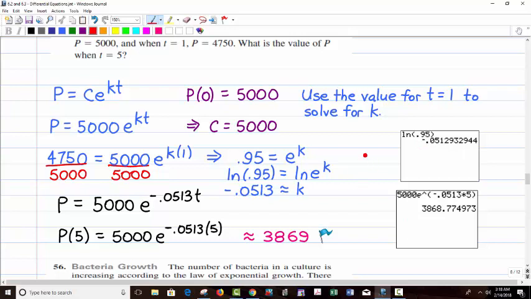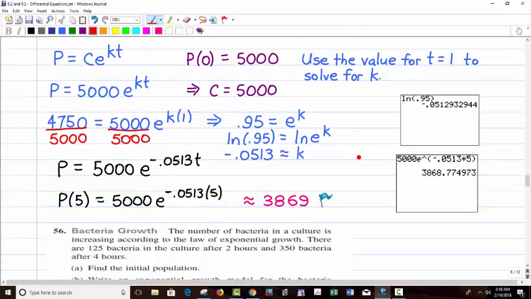It doesn't really matter that much. I guess on a written exam, I would tell you the number of decimal places to use. If it was a multiple choice exam, it probably wouldn't make that much of a difference, but use about 4 decimal places, I think, would be good enough, just to make sure it's okay. Negative 0.0513 equals k. You see it right there. So this is our official model. P, and I could have put P of t there if I wanted to write function notation, but P equals 5,000 e to the negative 0.0513 t.